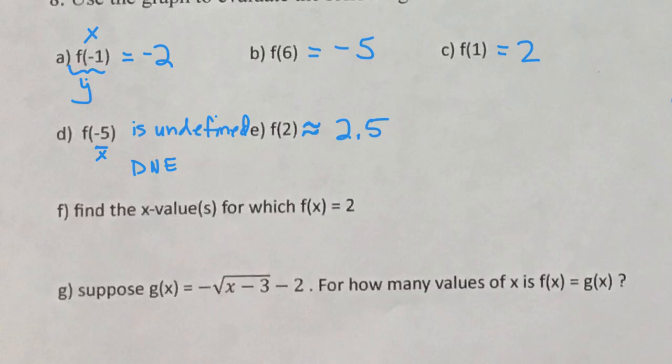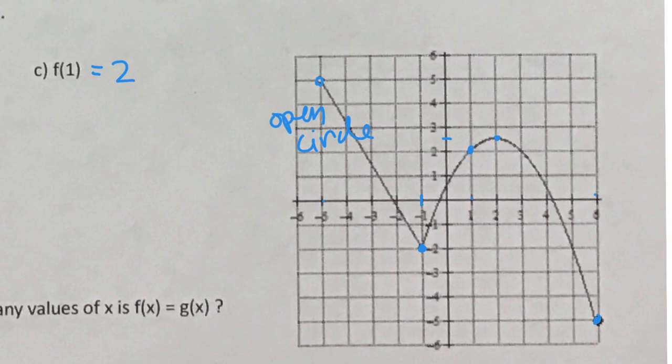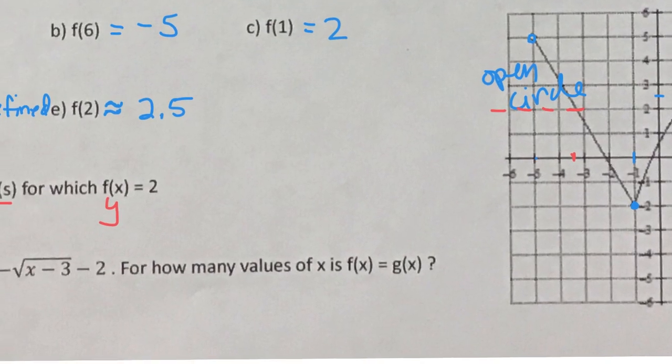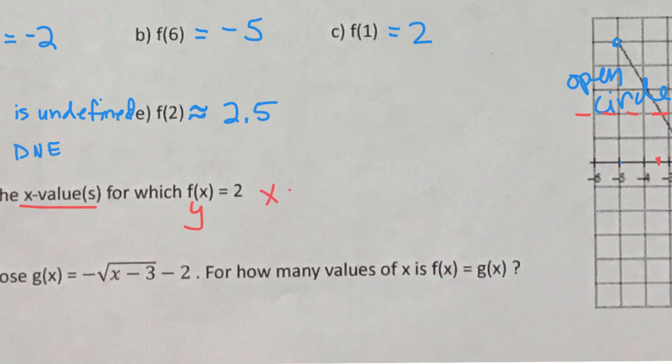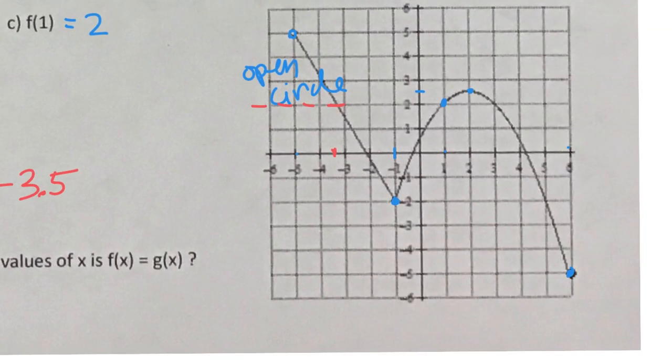Okay, part F, find the x values for which f of x equals 2. So when y is 2, right? So we're looking for when y is 2 on the graph. So here is your y equals 2 line. Okay, it crosses one time here. So I don't know, about 3.5 maybe something. So x is approximately -3.5 maybe.